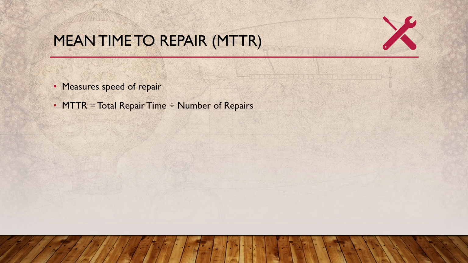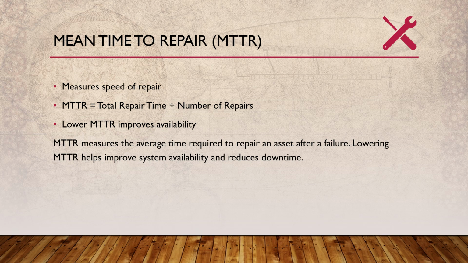So how would you calculate it? You will divide the total repair time by the number of repairs on a particular equipment. A lower MTTR improves reliability and is desirable. Basically, a lower MTTR is an indicator that your maintenance program is well executed and effective. It measures the average time required to repair an asset after a failure. Lowering MTTR helps improve system availability and reduces downtime.